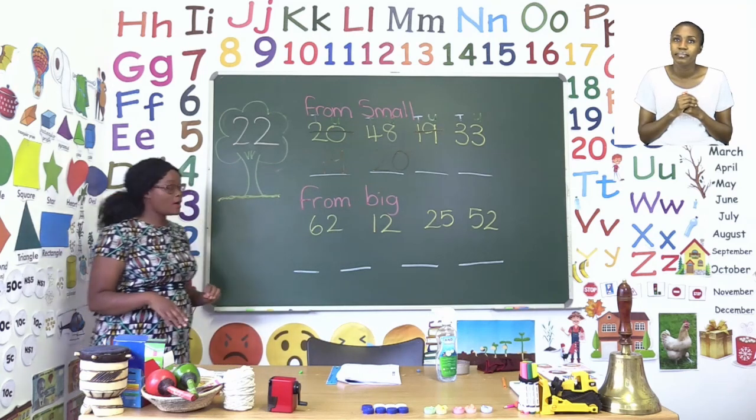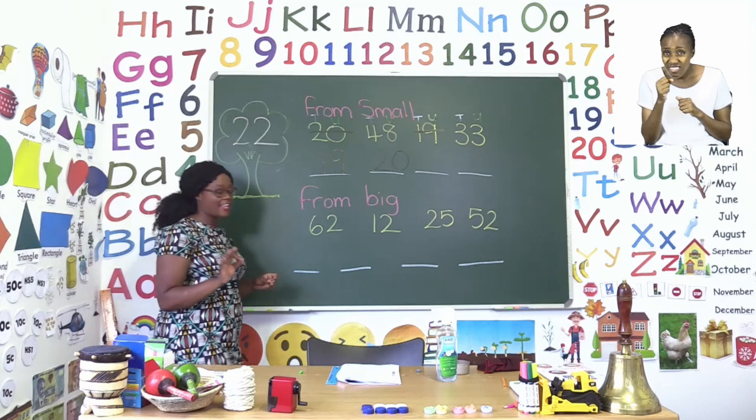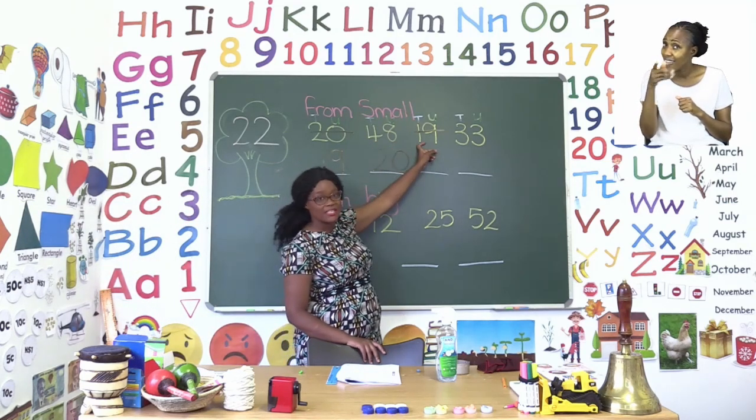So we've moved from 2, let's go to 3. We're looking for 3 tens. No, this one is a 4. This one we have already crossed out.